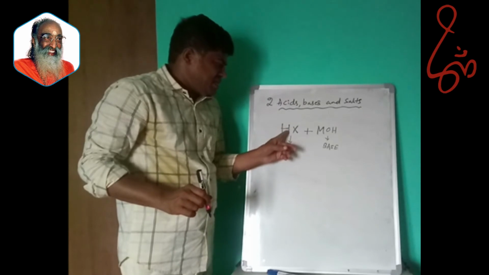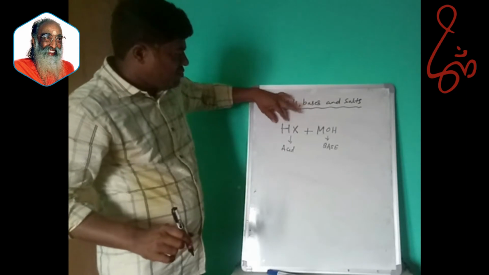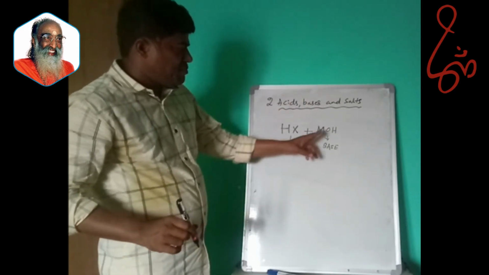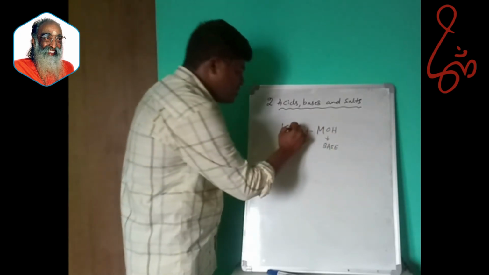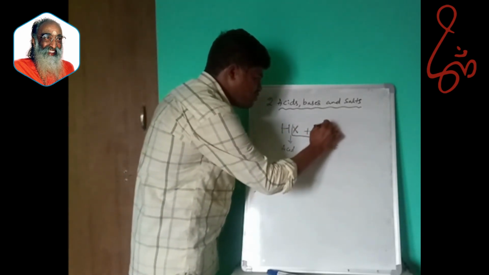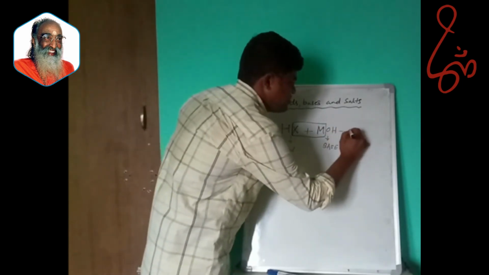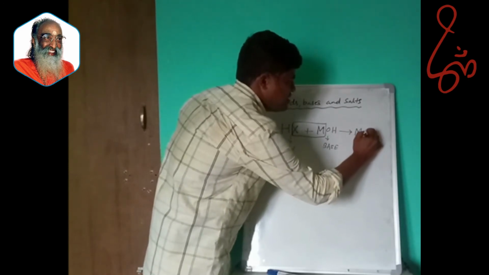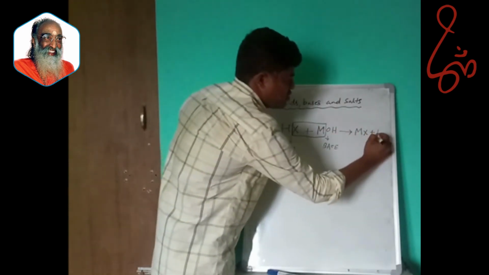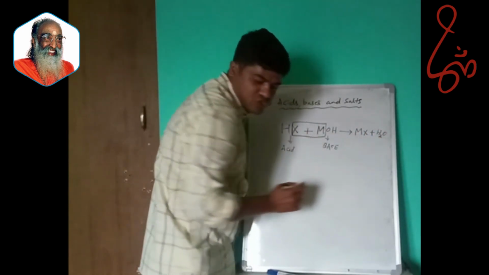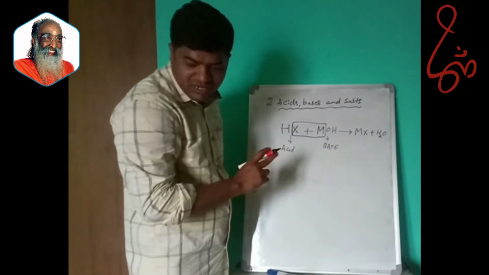We can write HCl and NaOH also, but as per our textbook we will go. Acid is represented as HX, and a base is represented as MOH. Acid and base react to give what? To give salt plus water. This MX is salt, plus H2O. This is what you get.